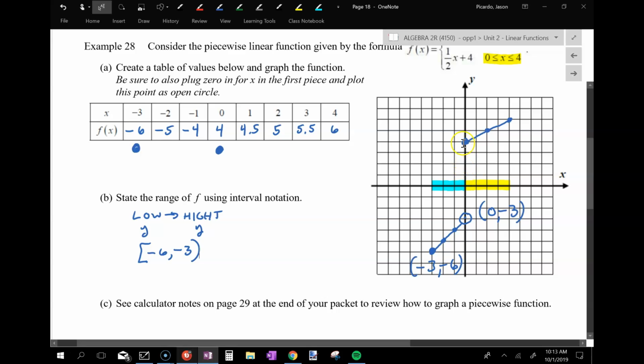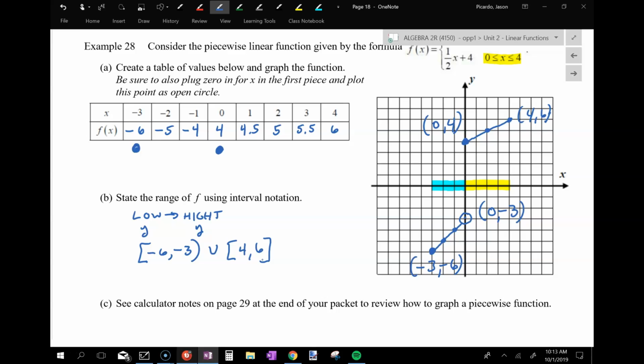Great. Okay. Then I go up and I got nothing in here, nothing in here, nothing in here, and then I hit something else. What's that value? 0, 4. So do you agree that I start hitting Y values again at 4? So I'm going to create a union that starts at 4 and goes up, and up, and up until I get here, which is at the point 4, 6. And that is the proper range using interval notation.